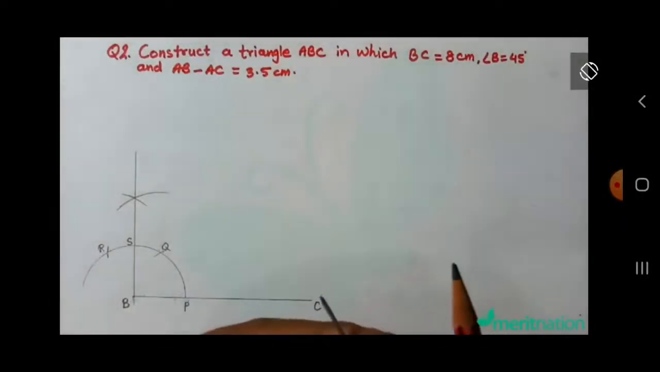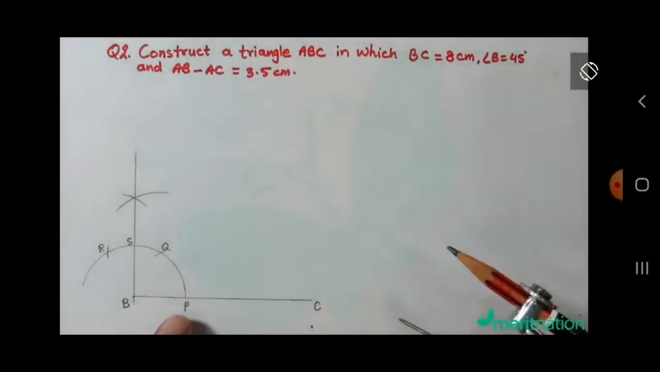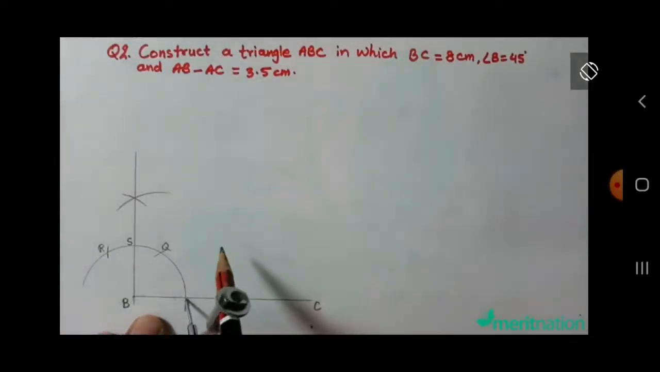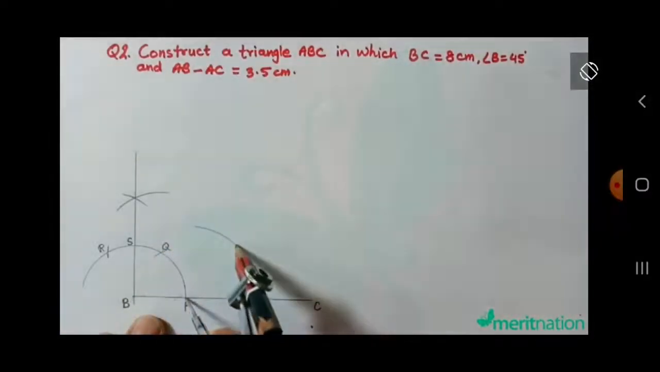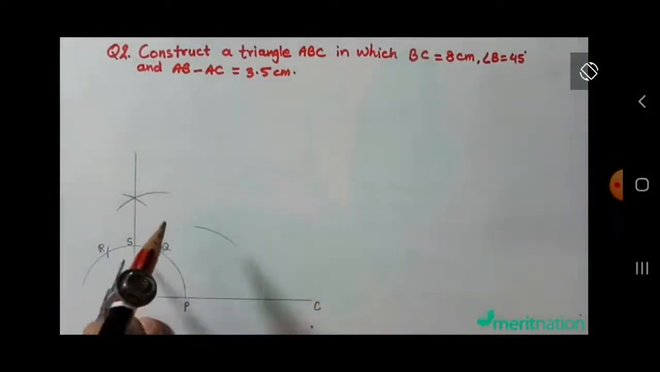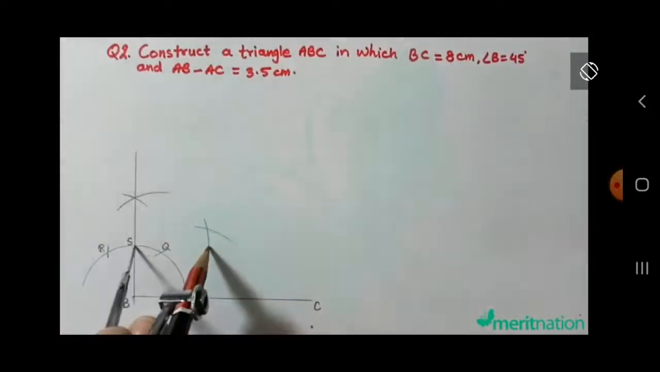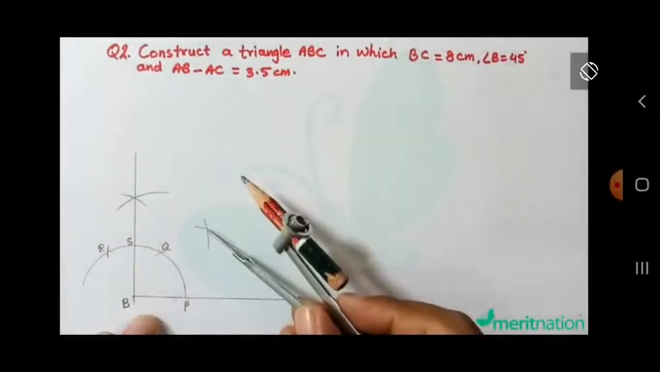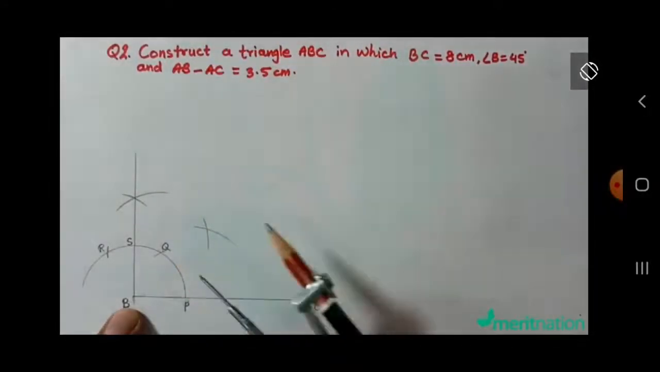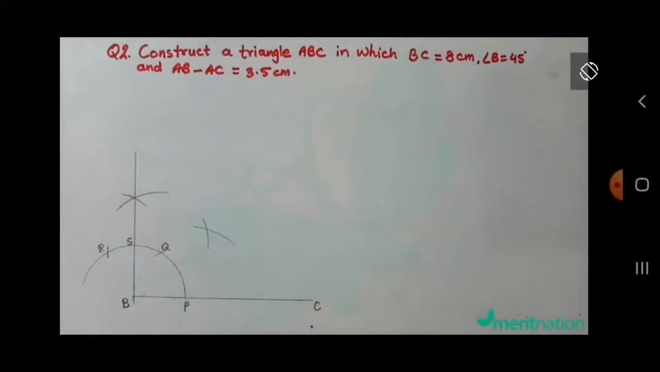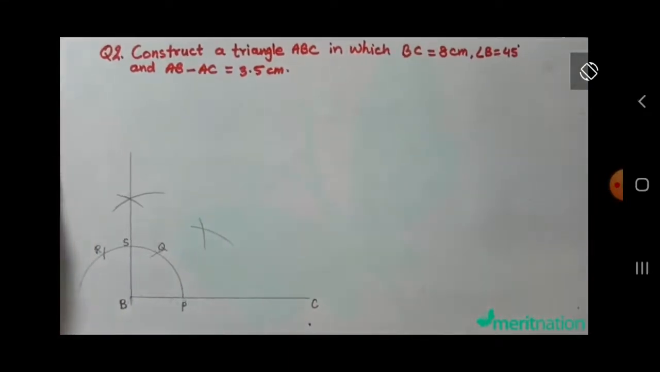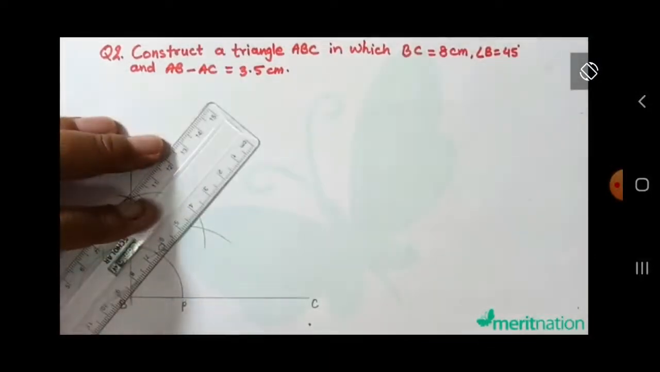Okay, to construct the 45 degree angle, I have just changed the arc. And I will take equal arcs from P and S. From P, this is the first arc I have taken. And from Q also, I will take the same arc without changing it. This point should be joined to the vertex of the angle. This will make 45 degrees. Let's join them together.